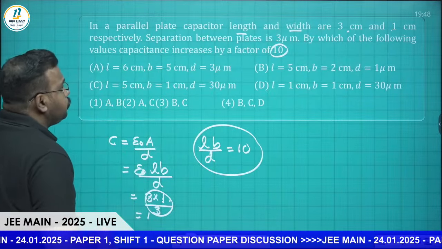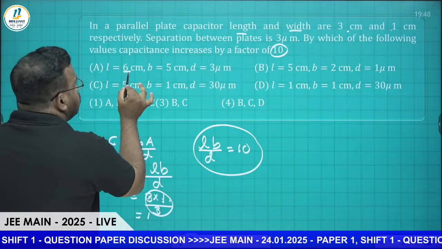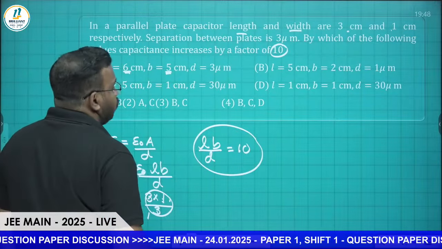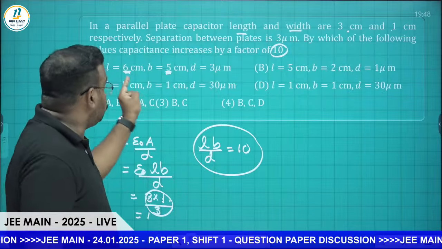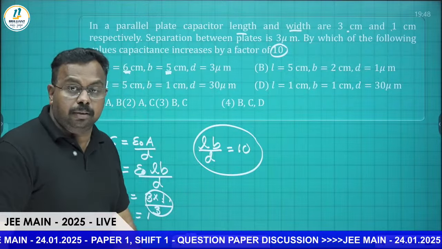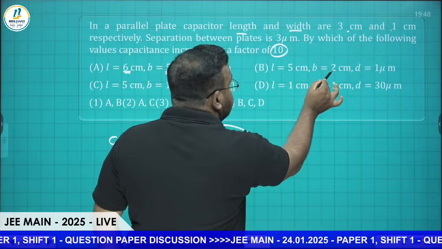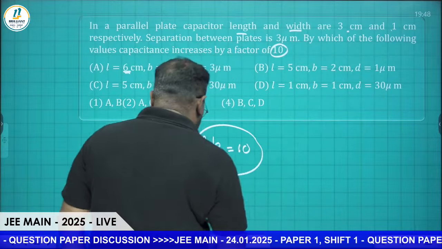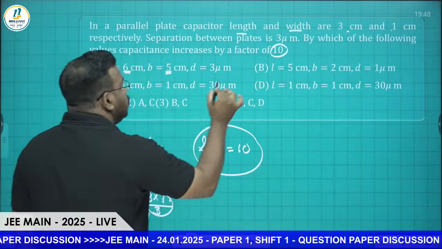Look at the first one. L into B by D should be equal to 10. 6 into 5, 30 by 3, that we will get 10. So that is a possible answer. A is correct only. What about B? 5 into 2, 10 by 1. That is also possible. Okay. So this is possible, this is also possible.